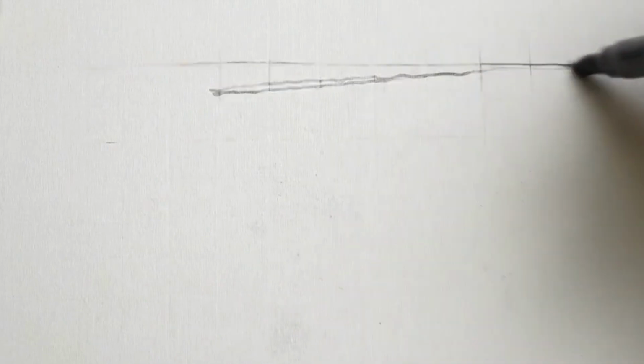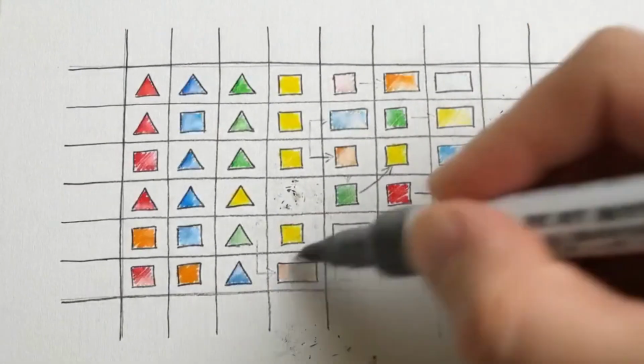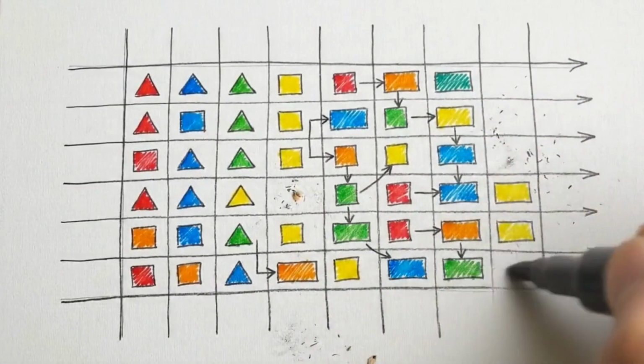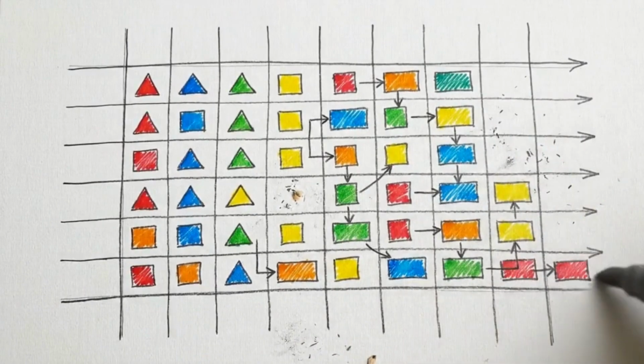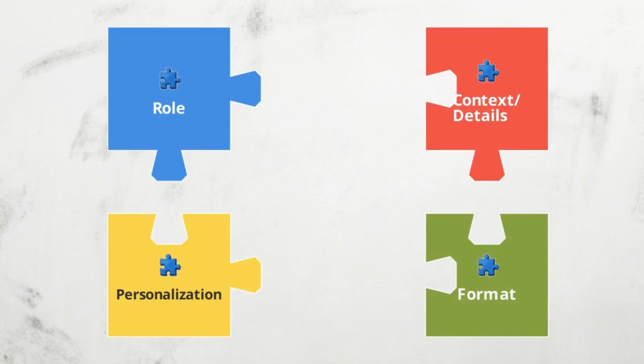This is the final result of our 5-step process, a high-quality fitness plan that respects your age, your schedule, and your physical needs. Role, context, personalization, and format. When these 4 elements snap together, you have a complete prompt.